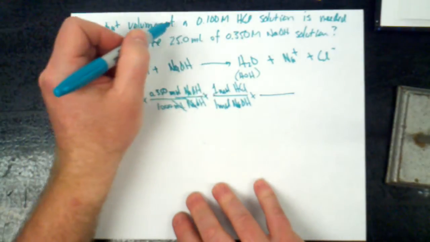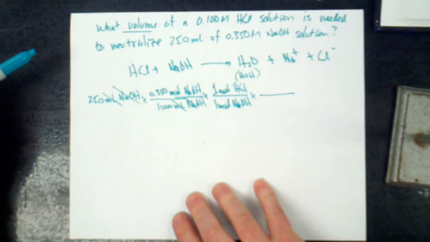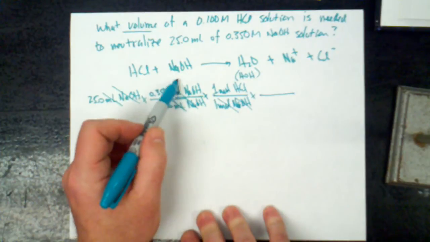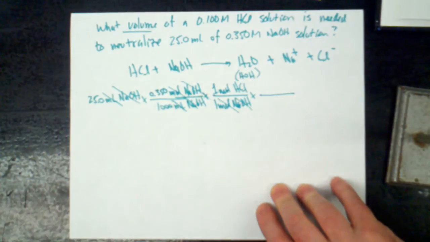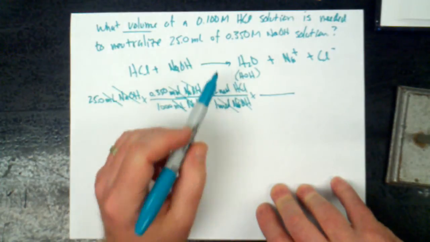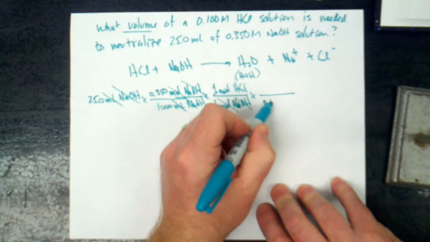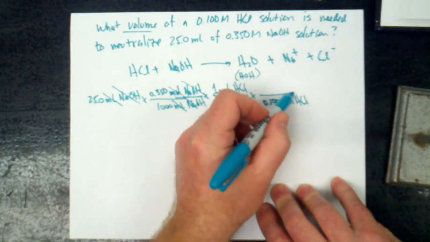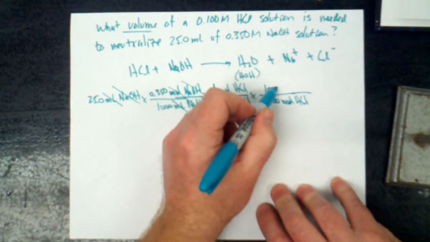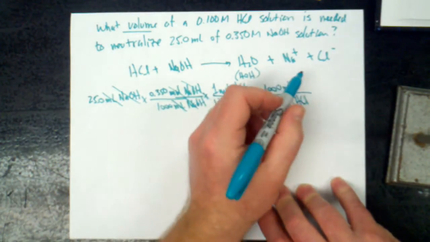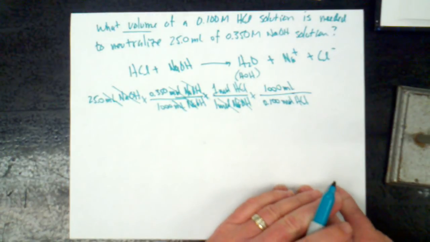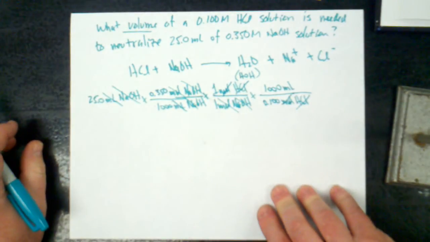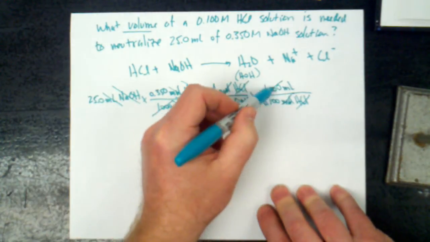And the question is asking us to find what volume of this solution do we need. Well, we know how many moles of hydrochloric acid we've used. Oh, don't forget to cancel moles of sodium hydroxide. And using our molarity, we know that there are 0.100 moles of HCl for every 1,000 milliliters of solution. Now, moles of HCl cancel out, and if we look closely, we see that this 1,000 cancels out this 1,000.